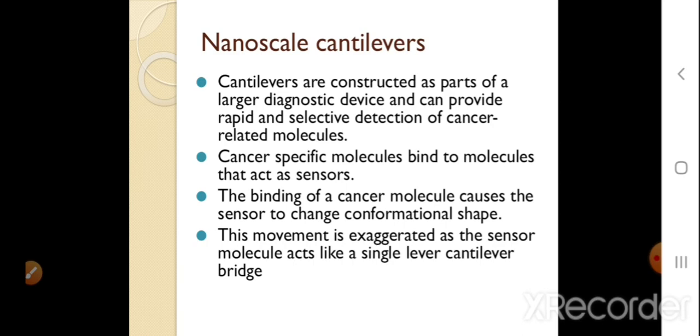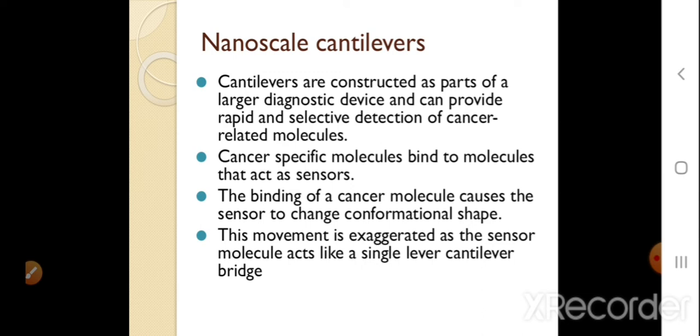Now let's discuss a few nanodevices which have been constructed with the help of these nanoparticles, and which are applied successfully in cancer diagnosis based on nanotechnology. One major application is nanoscale cantilevers. Now, cantilevers are constructed as part of a larger diagnostic device. These can provide rapid and selective detection of cancer related molecules.